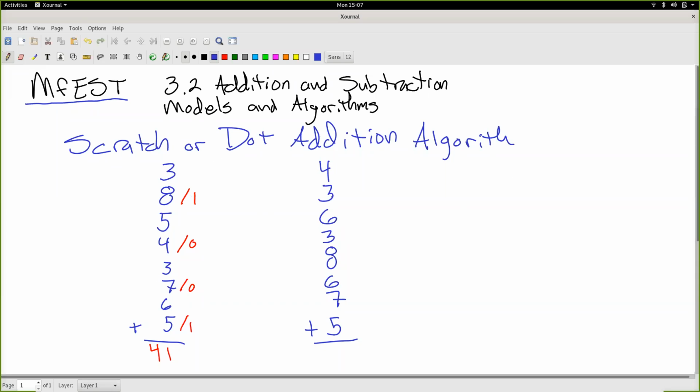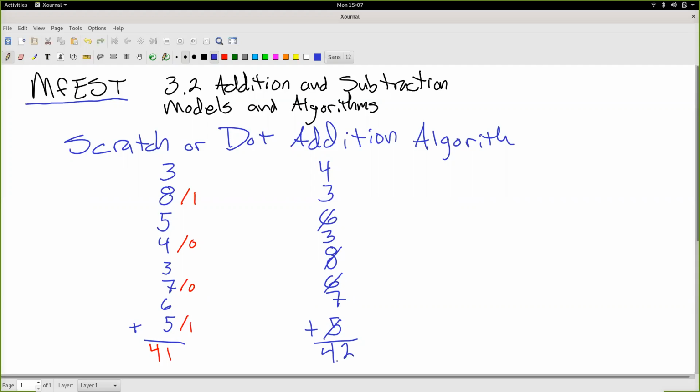3 and 4 is 7. 7 and 6 is 13. So I just scratch to make a note I got a 10. And I just, in my head, think about the 3 for 13. 3 and 3 is 6, and 8 is 14. I carry the 4. 4 and 6 is 10. I jump over to 7. 7 and 5 is 12. I write the 2, and then there were 1, 2, 3, 4 tens that I had to keep track of.